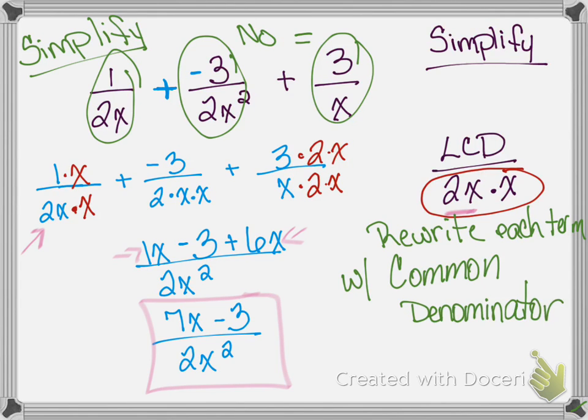Okay? You got to do that. Rewrite each term with the common denominator. Then your answer is going to be some type of expression. You're going to have values squared. You're going to have x's. Okay? It's not equal to. You're going to have an expression as your final answer.